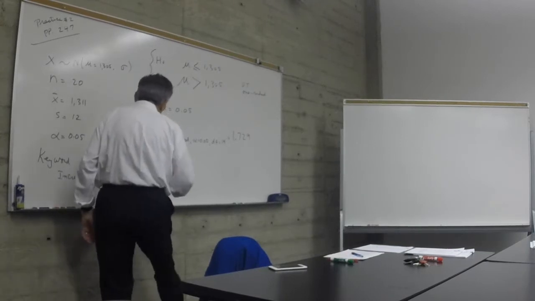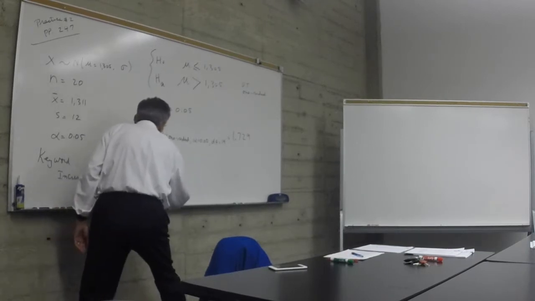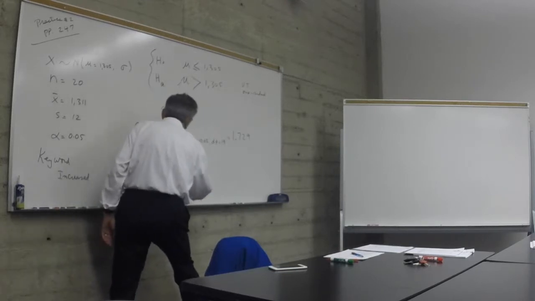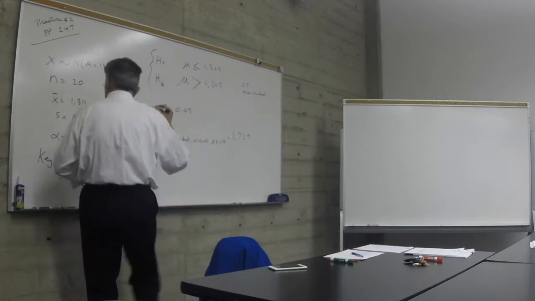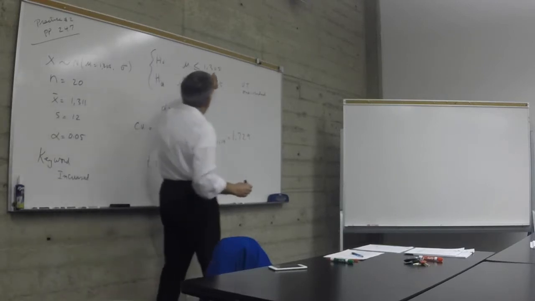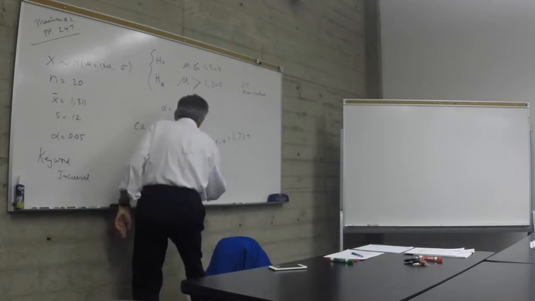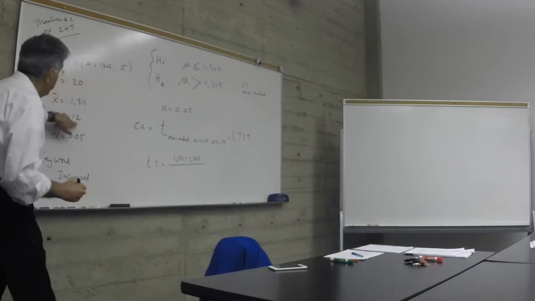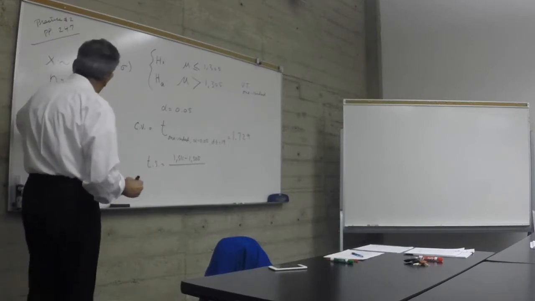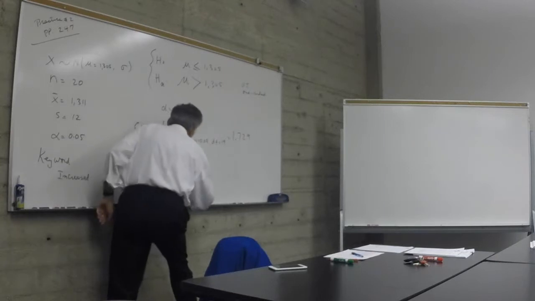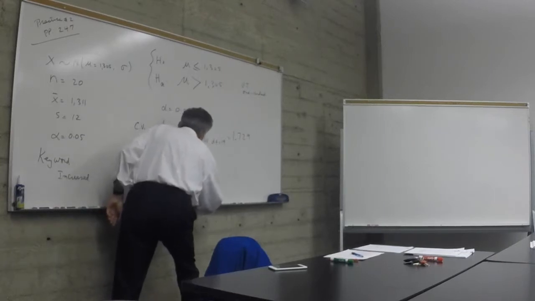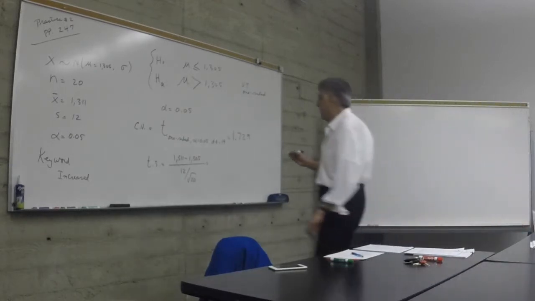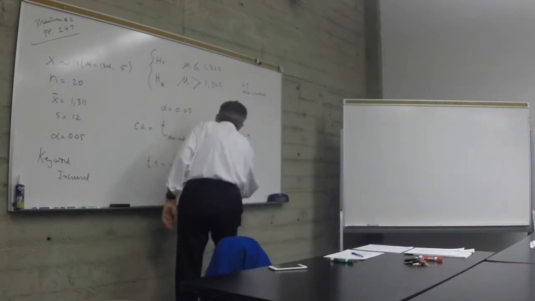And step 3, test statistic equals x bar, which is 1311, minus mu naught. Mu naught is the value of mu under the null hypothesis, which is 1305, divided by s instead of sigma. We don't know sigma, so we use the best estimate of sigma, which is s, 12 over square root of 20, and that will give us the value of 2.24.